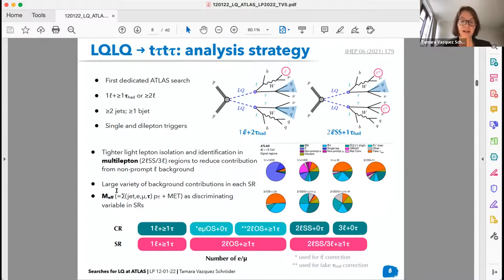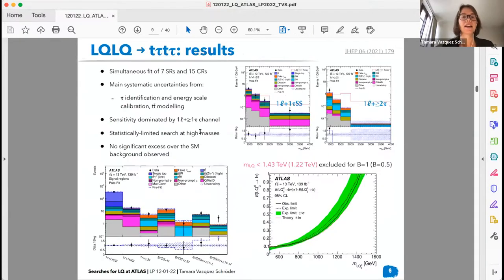Finally, the effective mass is the discriminating variable that we're using in the signal regions. And this is defined as the scalar sum of the transverse momentum of all our visible objects plus the missing transverse energy. At the end of the day, we make a simultaneous fit of 7 signal regions and 15 control regions. The main systematic uncertainties originate from tau identification and energy scale calibration and from tt̄ modeling uncertainties.